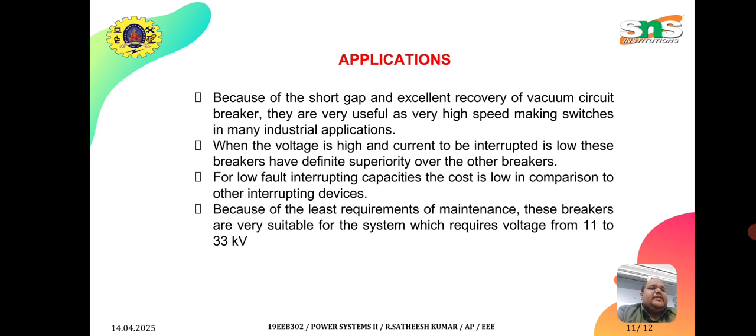Because of the short gap and excellent recovery in the vacuum circuit breaker, they are useful for high speed making switches in many industrial applications. When the voltage is high and the current to be interrupted is low, these circuit breakers have a definite superiority over other breakers. For low operating ranges and low fault interrupting capacities, the cost is low in comparison with other interrupting devices. Because of the least requirement of maintenance, these breakers are very suitable for systems which require a range of 11 kV to 33 kV.